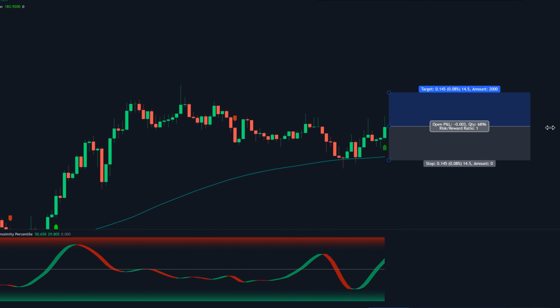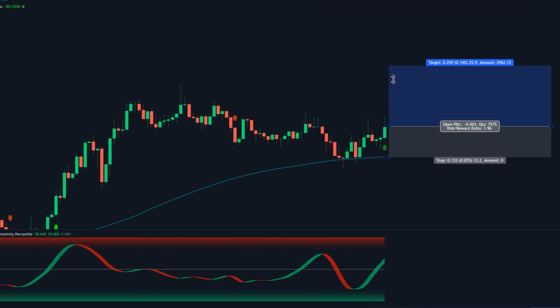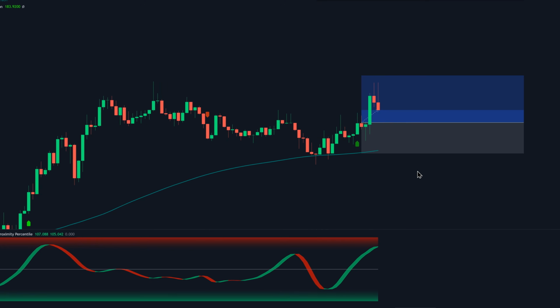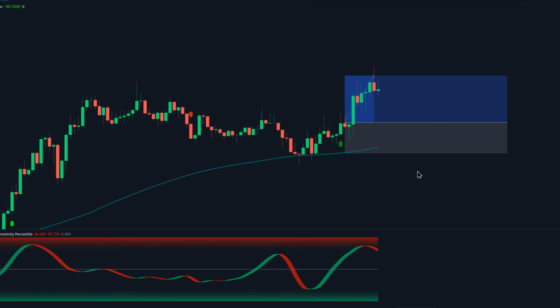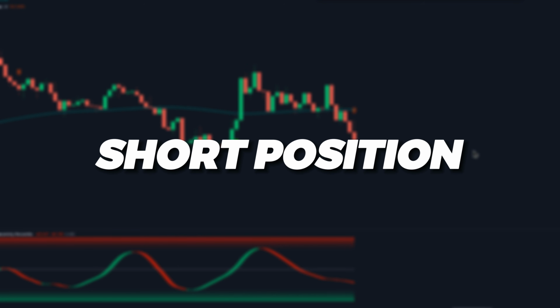We're gonna set the stop loss right below the most recent swing low. And for the take profit, we're gonna target 1.5 times the risk, letting this trade run. And as you can see, it hits take profit. Now, to open a short position, we're gonna do the opposite.